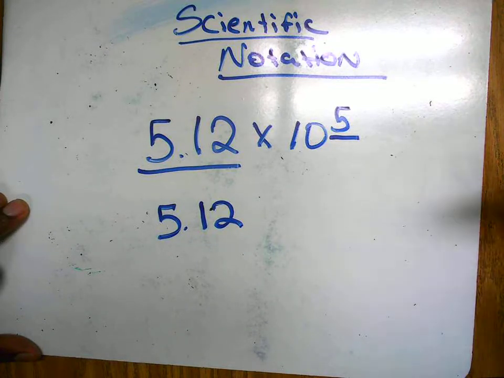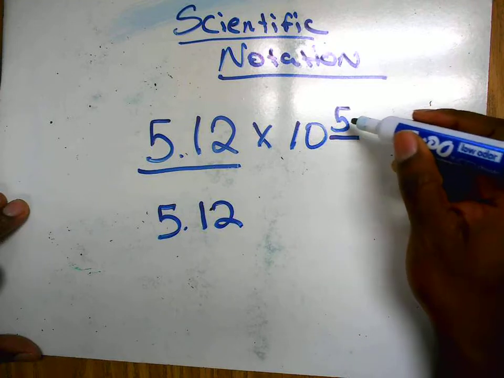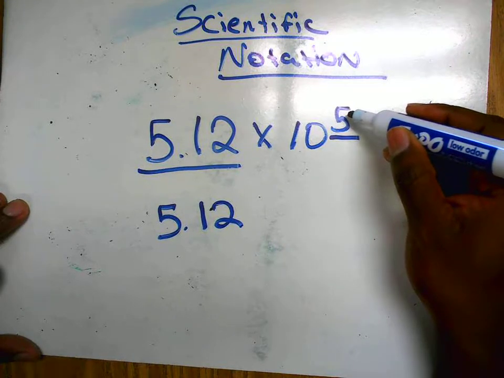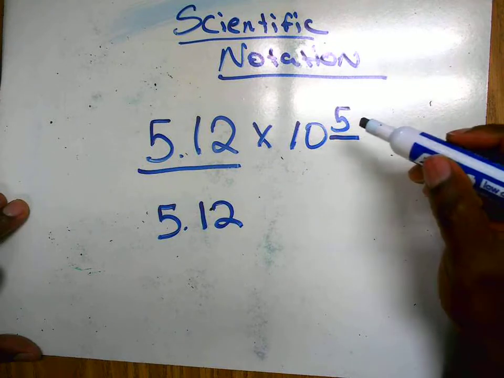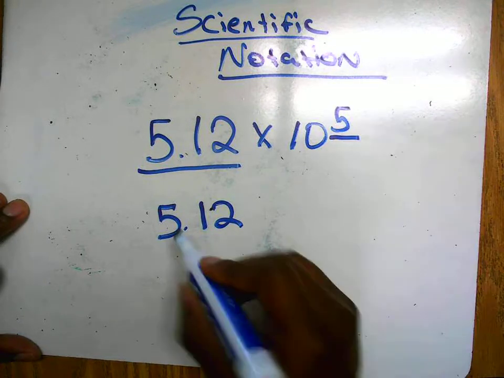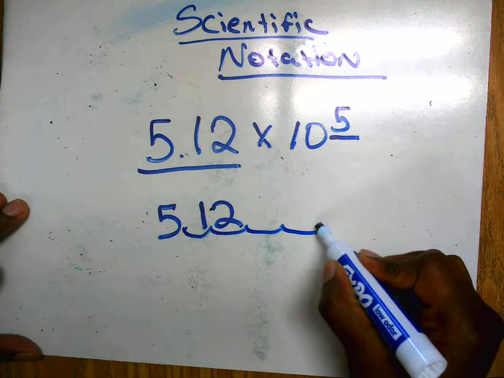With a positive exponent, the number gets bigger. With a negative exponent, the number gets smaller. So this is 10 to the 5th power, which is a positive 5. That tells us we're going to move the decimal 5 times to the right. 1, 2, 3, 4, 5.